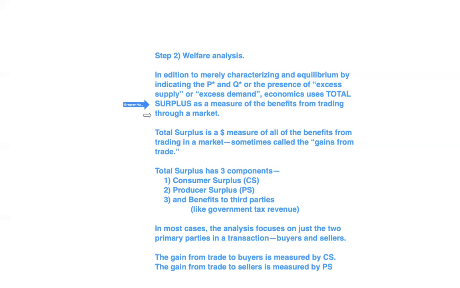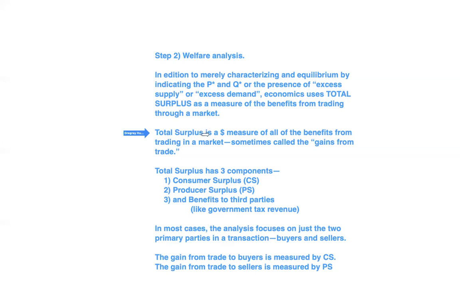And then they can sell it for more than their cost and generate a profit for themselves. So that's their gain from trading, basically the increase in the profits that the market makes available to them by being able to trade with people in the market. So buyers and sellers both benefit from being in the market, and we can measure that.